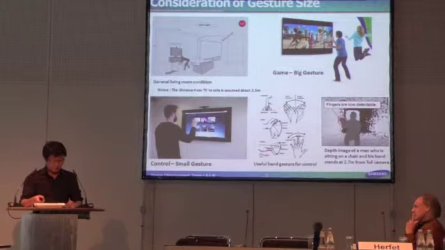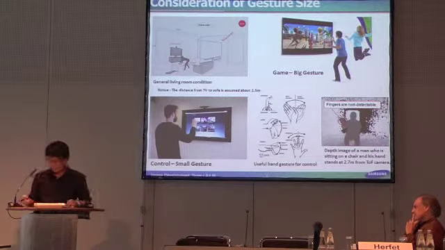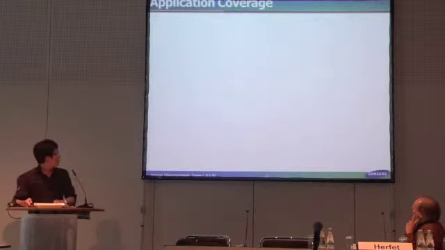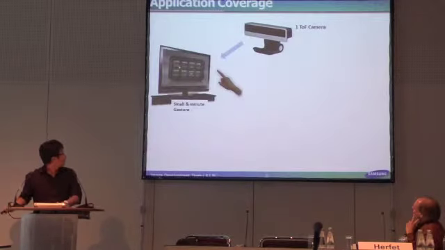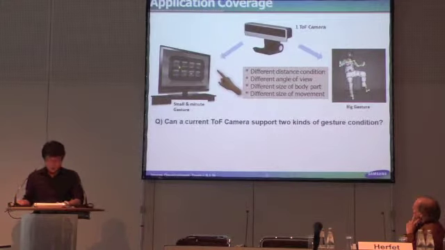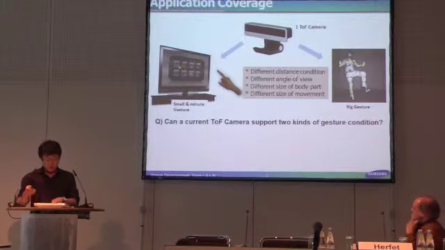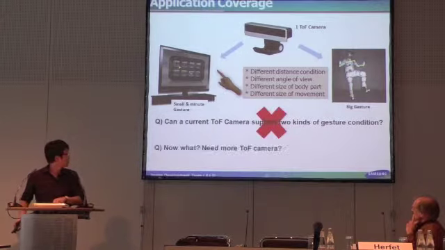However, a typical TOF camera which has a sensor lower than QVGA size cannot detect fingers at 2.5 meters. It means that a typical TOF camera could not cover various applications at the same time, which have different useful range, different angle of view, different size of body part being used to operate, and different size of movement.